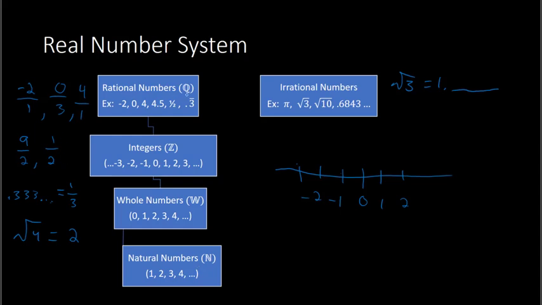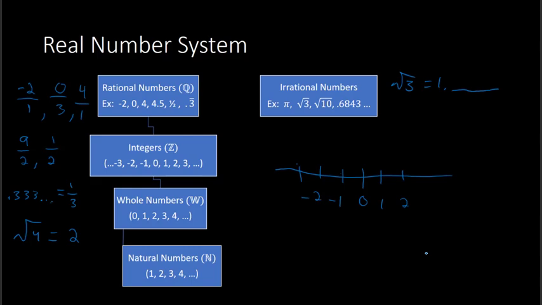And the symbols, by the way, for the different types of numbers are given here. The symbol for rational numbers is a fancy Q. For integers, it's a fancy Z. Whole numbers, you have W for whole, and then N for natural.